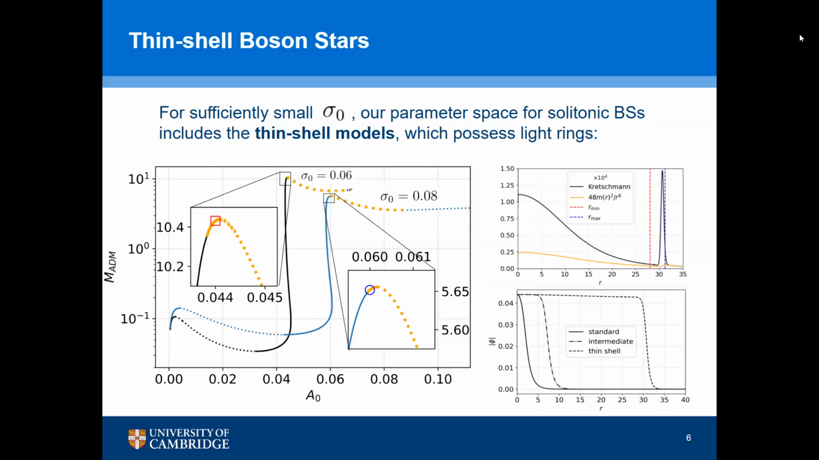Now, you may ask, why do we call these thin shell models? And the answer to that is plotted here on the right. I'm plotting the energy density essentially, as well as the Kretschmann scalar, between the locations of the light rings, r_min and r_max, for one of these compact objects, the one I plotted over there.